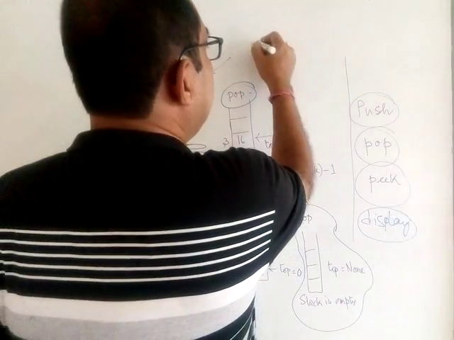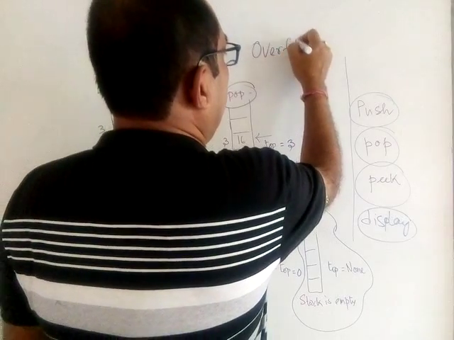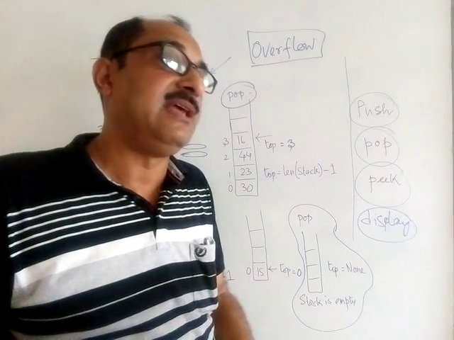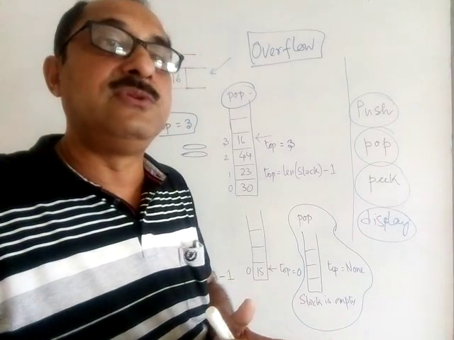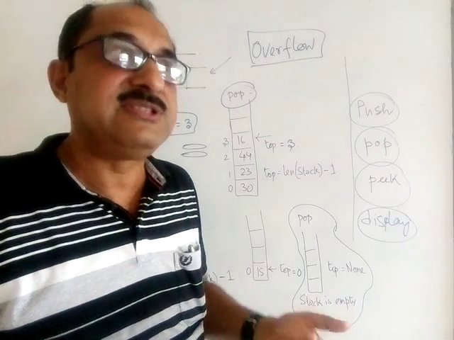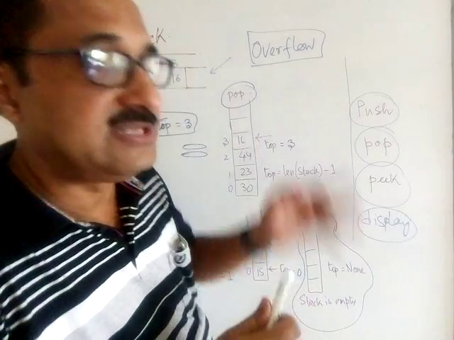There is an error message called overflow. Okay. So whenever the stack is completely empty and we are making an attempt to remove items further, there is nothing to remove. So that is the situation which is described as overflow.